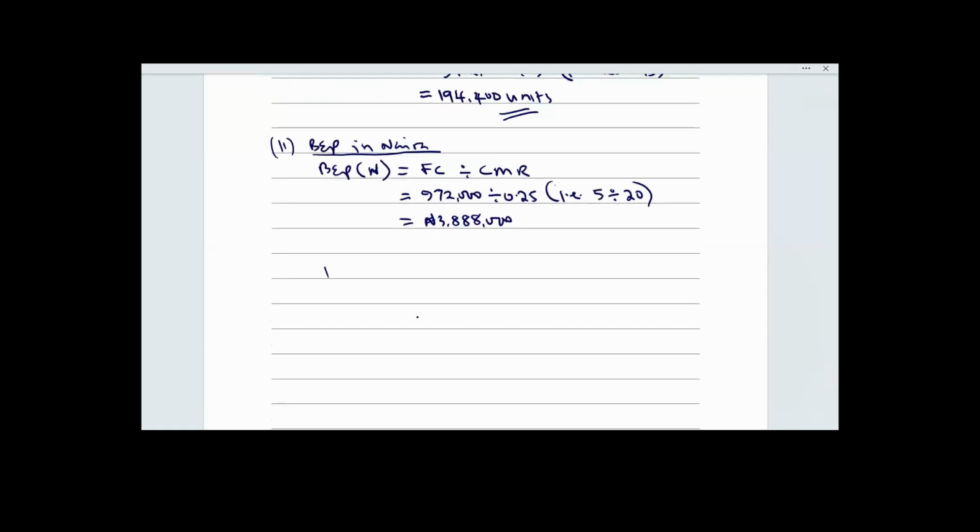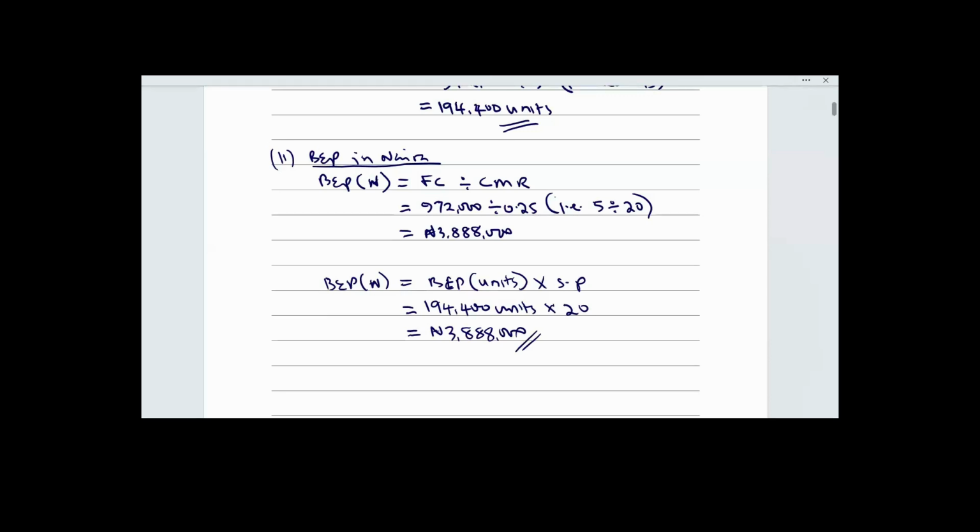Alternatively, you can say break-even point in naira is equal to break-even point in units multiplied by selling price. So you get the same answer. This is 194,400 units multiplied by selling price of 20 naira. So you have the same thing as 3,888,000. So that's that. We are done with the A requirements.